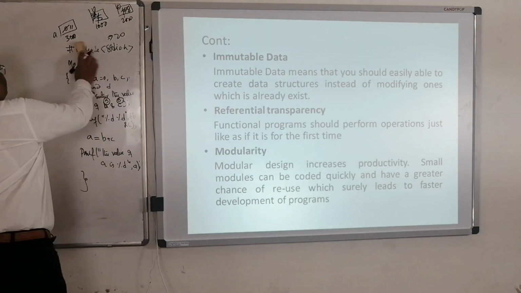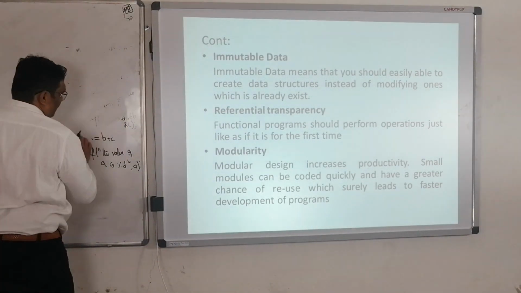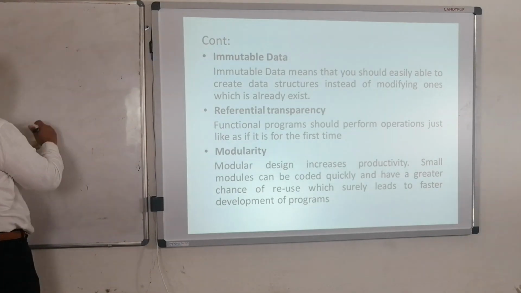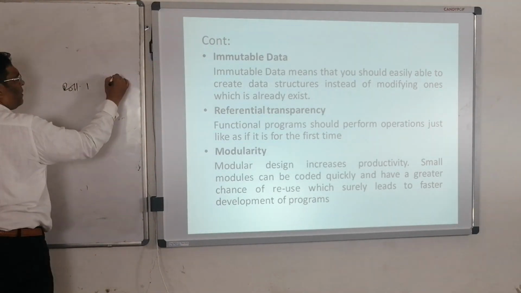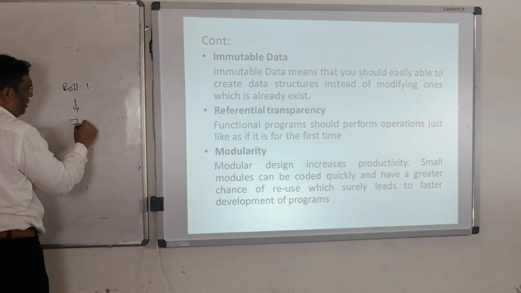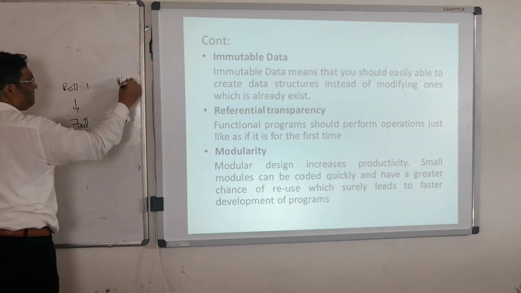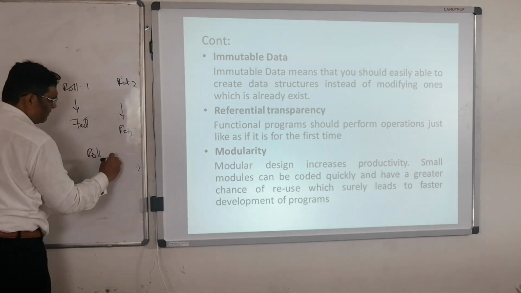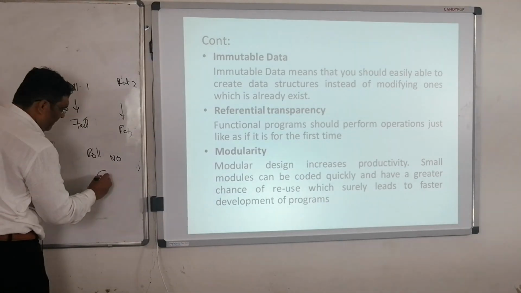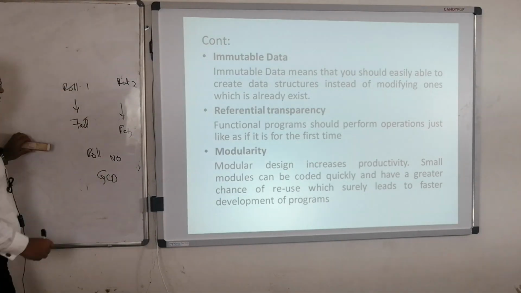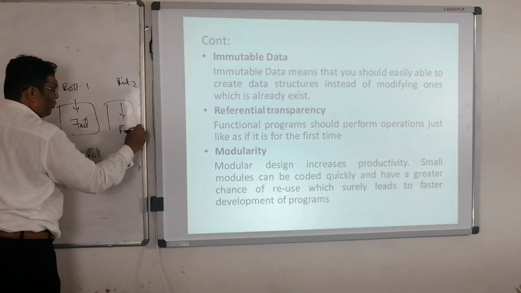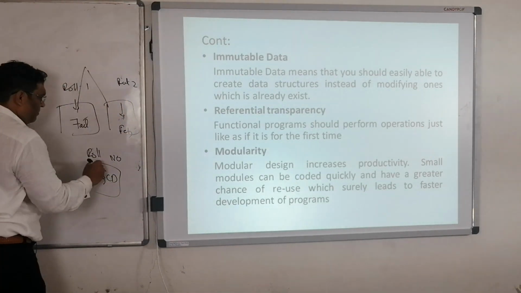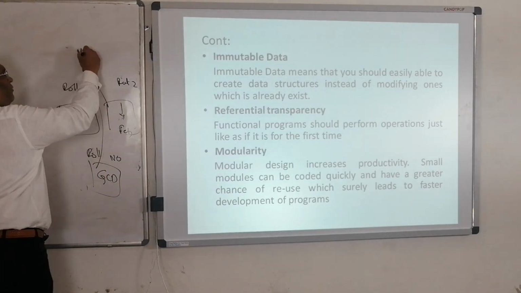Let's take an example. Role number 1: develop factorial. Role number 2: Fibonacci series. Role number 10: develop GCD. So this is one module, this is one module, this is one module. They develop their part. Now, can I combine them? Yes. This becomes your main function.